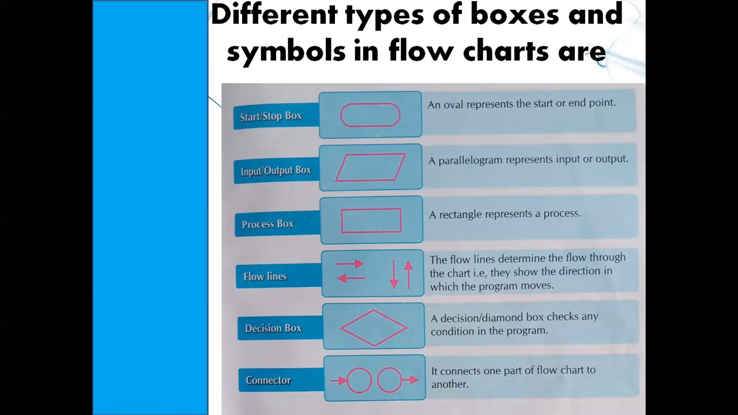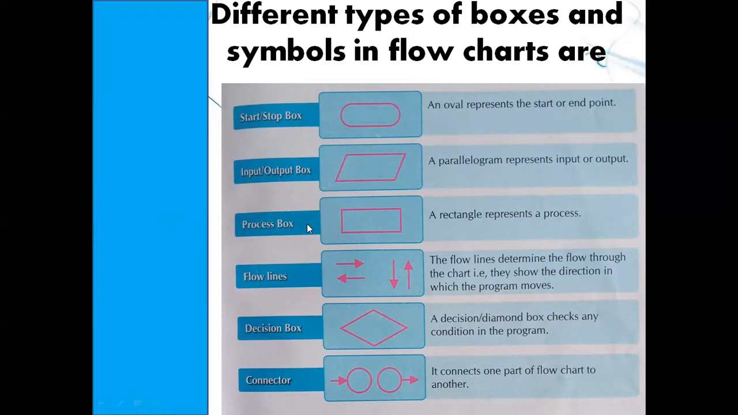Okay. Then second symbol, here you can see the mouse pointer. The second symbol is used as an input and output box. When you want to do some input, also when you want to use it as an output, you have to use this box.